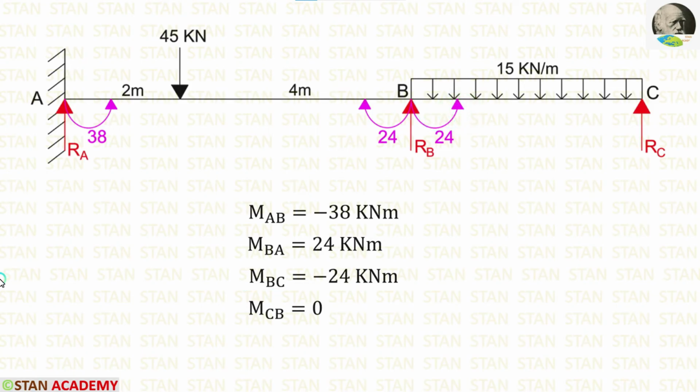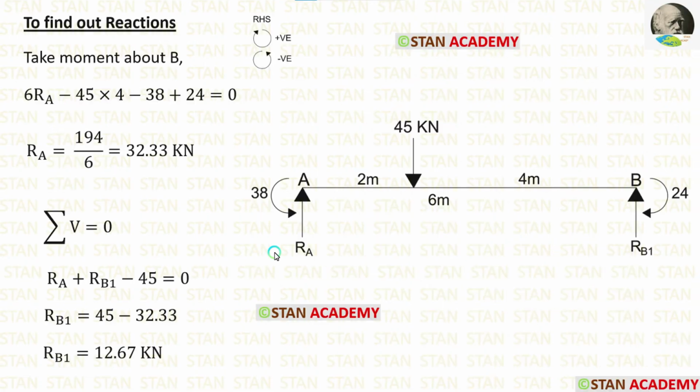Now let us calculate the vertical reactions. First, I am going to take the span AB and find out the vertical reactions. In the span AB, we have two moments, MAB, which is acting in the anticlockwise direction, and MBA, which is acting in the clockwise direction. So when we calculate the reactions, we have to consider these two moments.